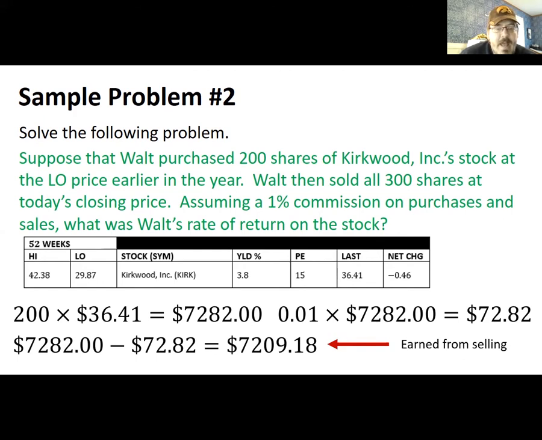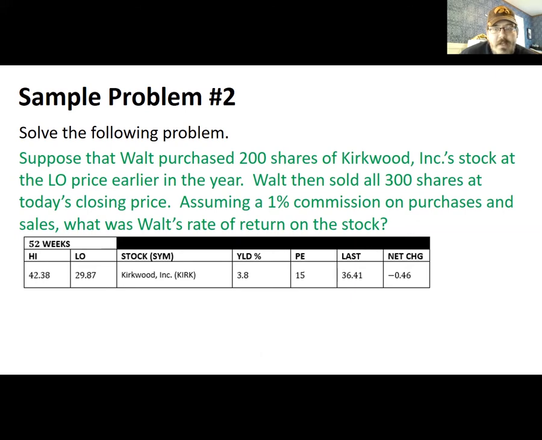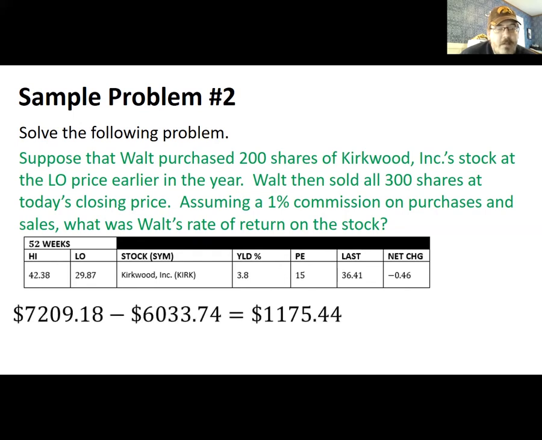Okay. Now, one other thing you want to keep in mind when you sell your stocks is you are most likely earning dividends. So we want to make sure we account for that as well. So here's a couple things that we need to do. Number one, to figure out how much he netted, take what he earned from the sale minus what he originally paid for the stocks, and so he gets that net amount of $1,175.44.